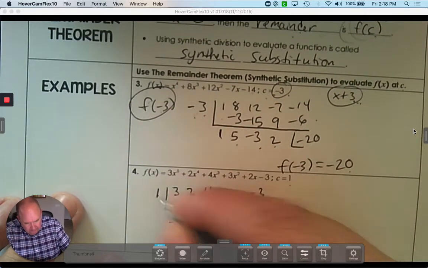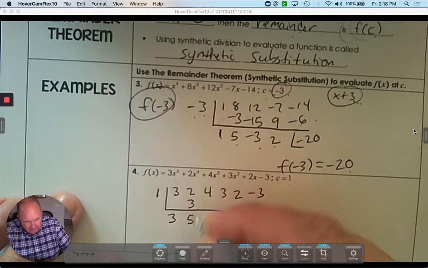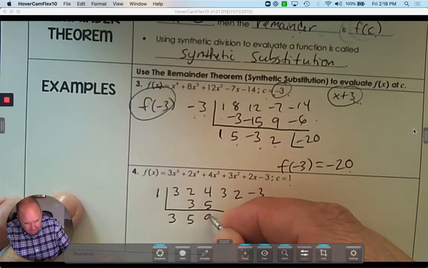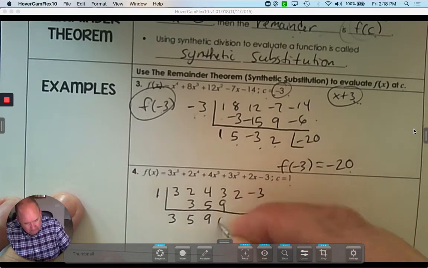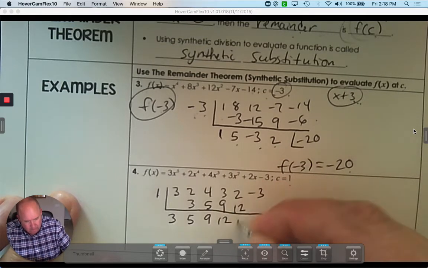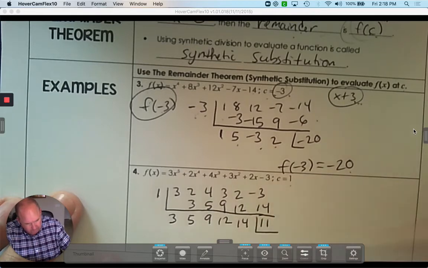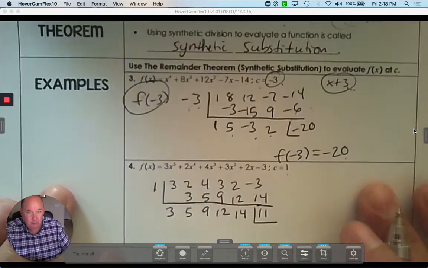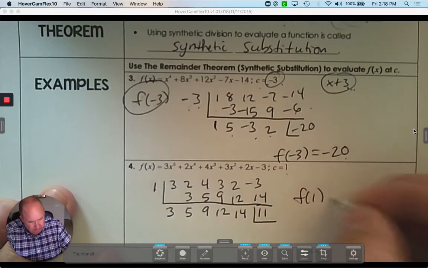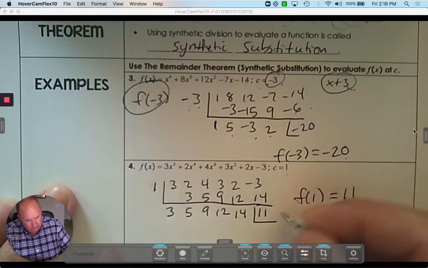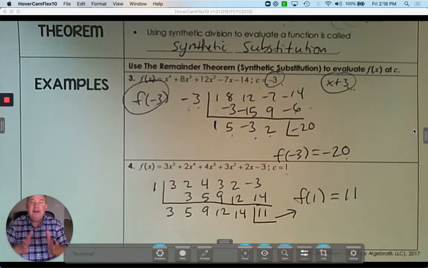3, 1 times 3, that's 5. 1 times 5, that's 9. 1 times 9, 12. 1 times 12, 14. And you get 11. Now what did we just find out? We found out that when you plug in 1, the answer is 11. So we're using a different method for substitution. Turn the page.